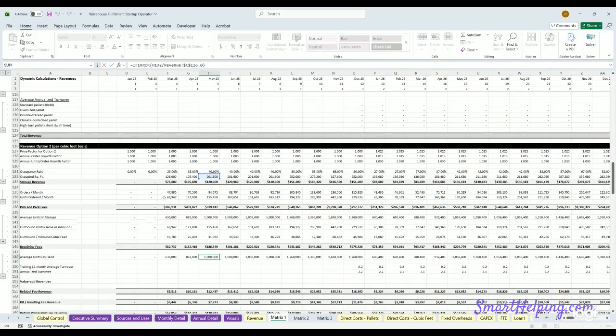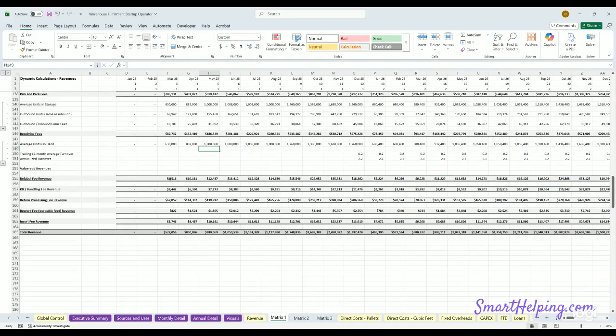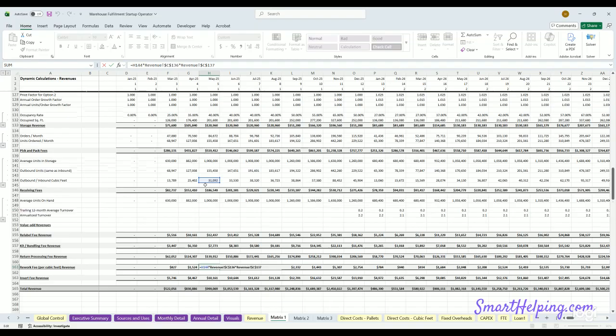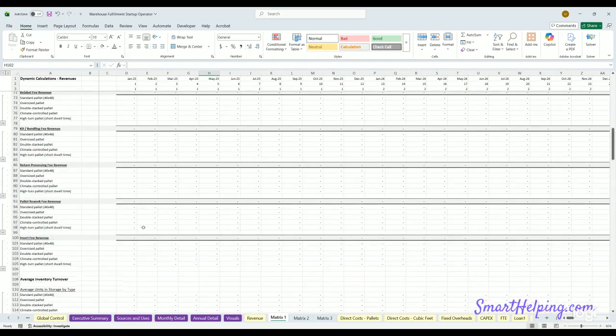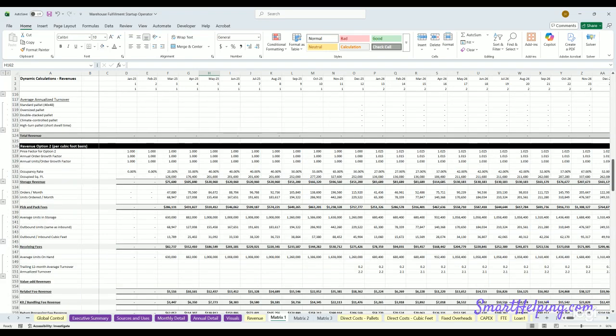Average units on hand is based on, I believe, the units per square foot against the occupied square feet. So simpler calculations, but still definitely makes sense, and you could adjust them. And then all these related fees, kit bundling fees, similar logic, just based on these different things, just less data than the top part, because there's not 5 different types of pallets. You're just selling the entire warehouse space based on those assumptions. So that's revenue option 2.